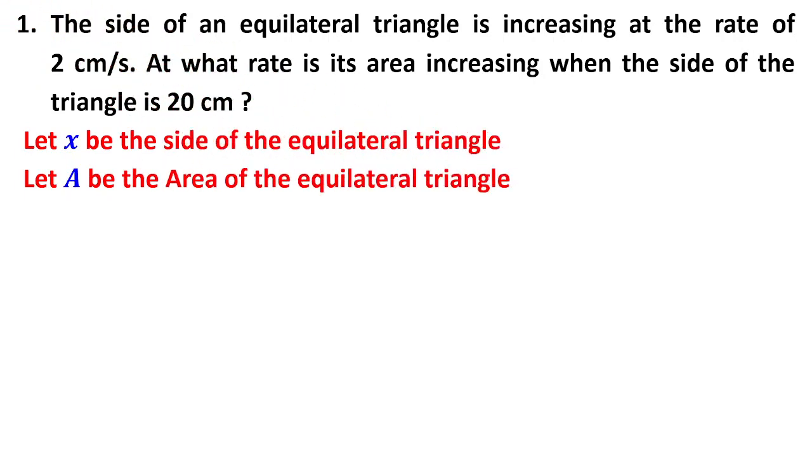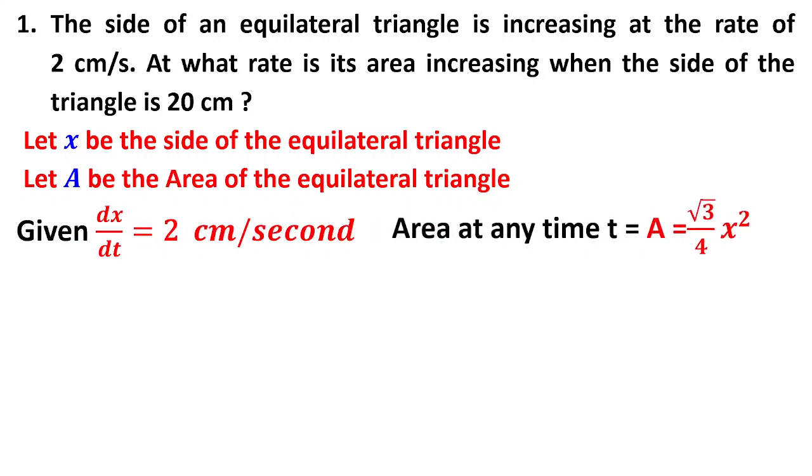Let us call x as the side of the equilateral triangle and A the area. And what is given, let us write first. The rate of increase of the side is given, therefore dx by dt is given as 2. Now we know the formula for area, it is root 3 by 4 x square. Therefore dA by dt, if you differentiate, root 3 by 4 constant, x square differentiation, 2x into dx by dt.